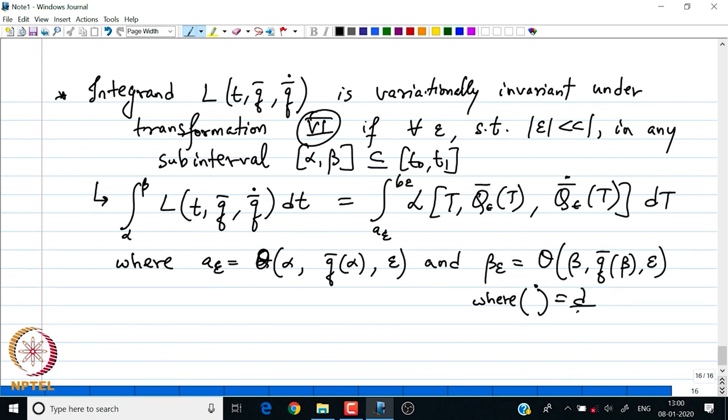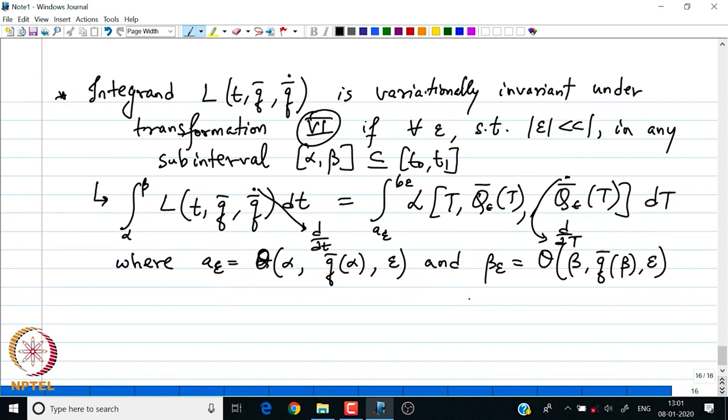Where I denote the dot to be differentiation with respect to t, since I have the variable t here. So this dot represents the derivative with respect to t, and this other dot represents the derivative with respect to the variable capital T.